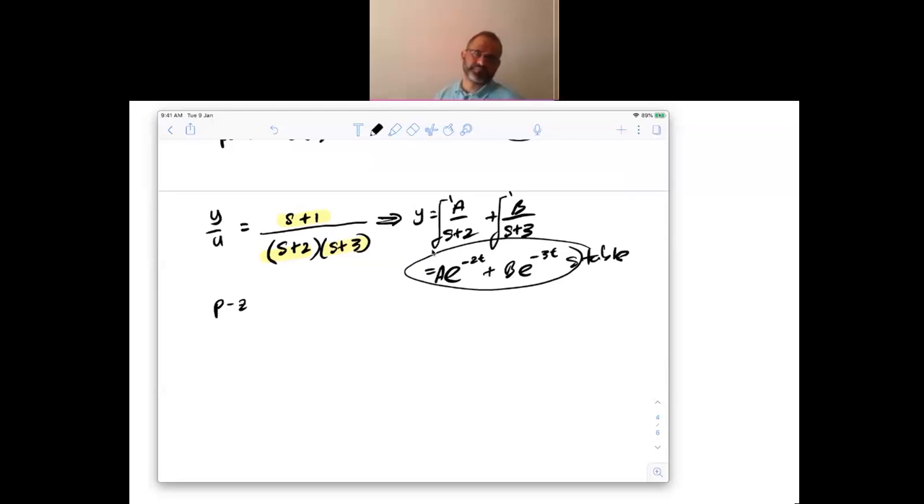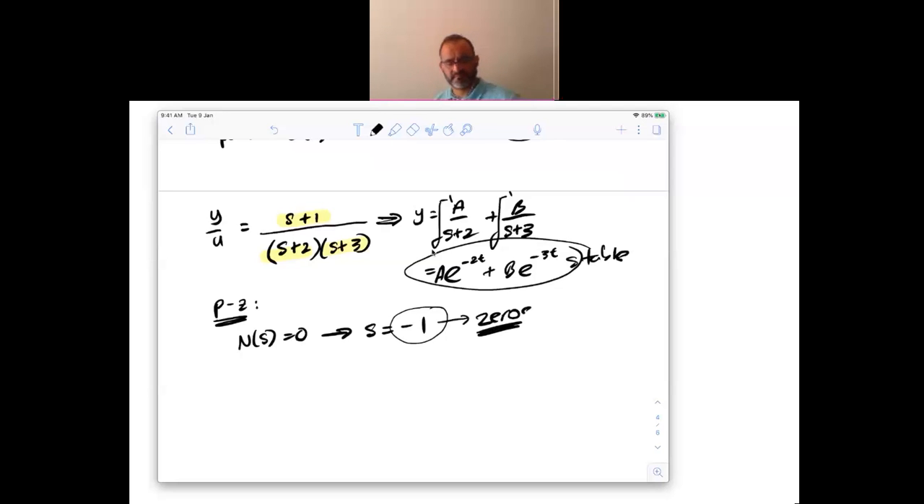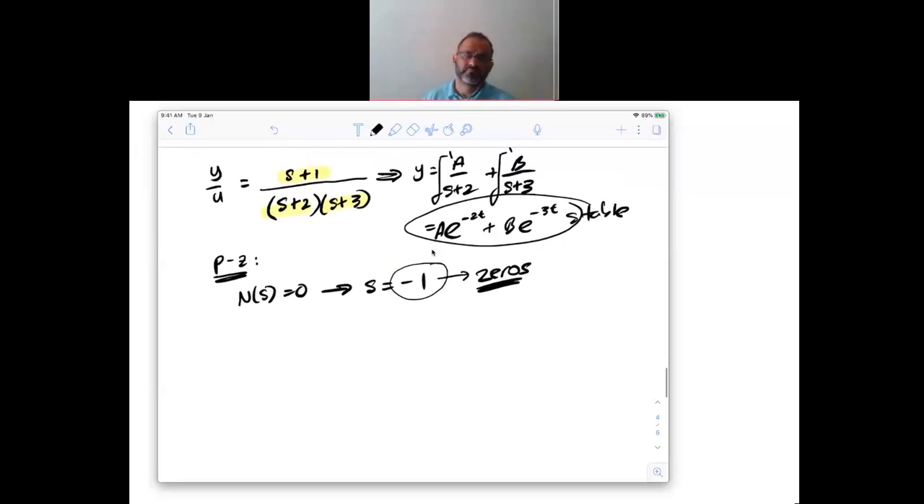I normally write pz, poles and zeros. In this case, if I take the numerator s equal to 0, I will have s equals to minus 1. This minus 1 is known as the zero of my system. The name is zero, the value is minus 1. And if I take the denominator equal to 0, this will give me s equals to minus 2, s equals to minus 3. These are the poles of my system.